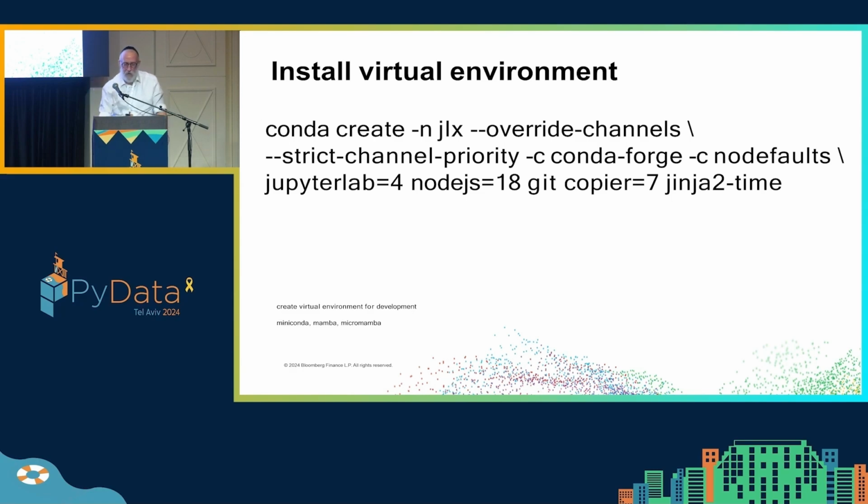So to start, we want to create a virtual environment. We'll use conda to create. We want to name our environment jlx for JupyterLab extension. We want to override channels with strict channel priority, and we're going to use channel conda-forge with no defaults so that we don't fall back to anything else if conda-forge doesn't have our package. We're going to install jupyterlab, nodejs 18, git, copier 7, and jinja2-time.